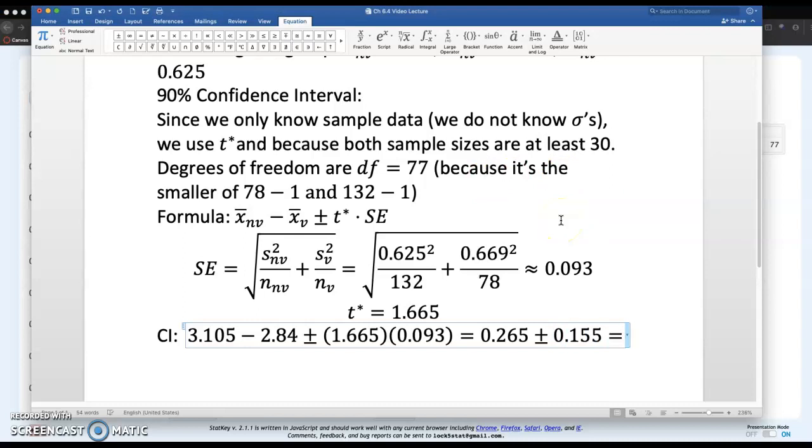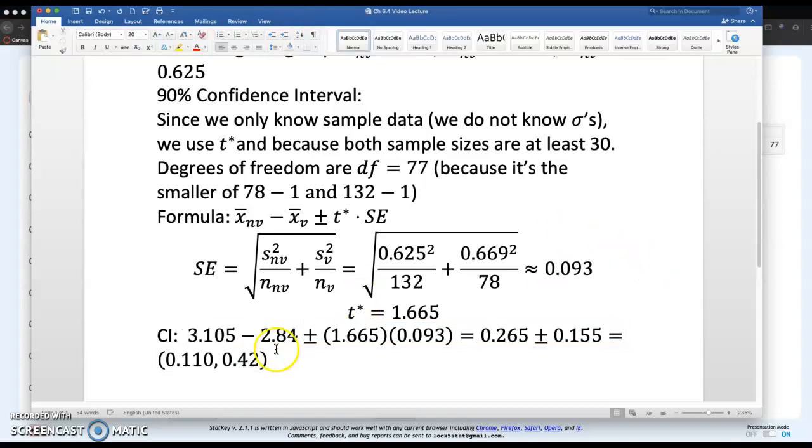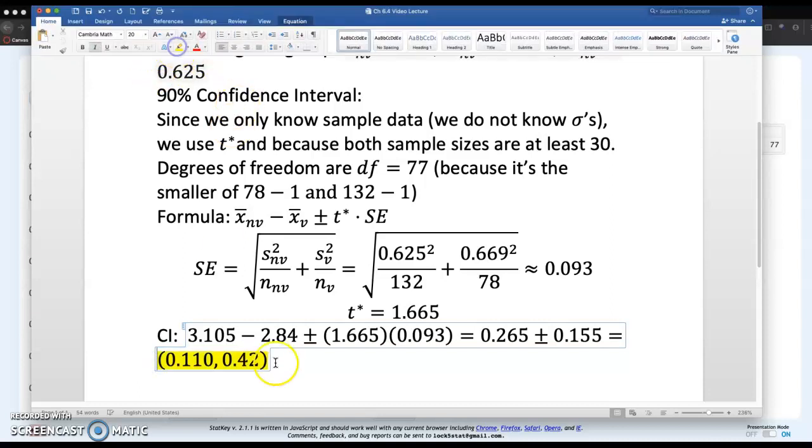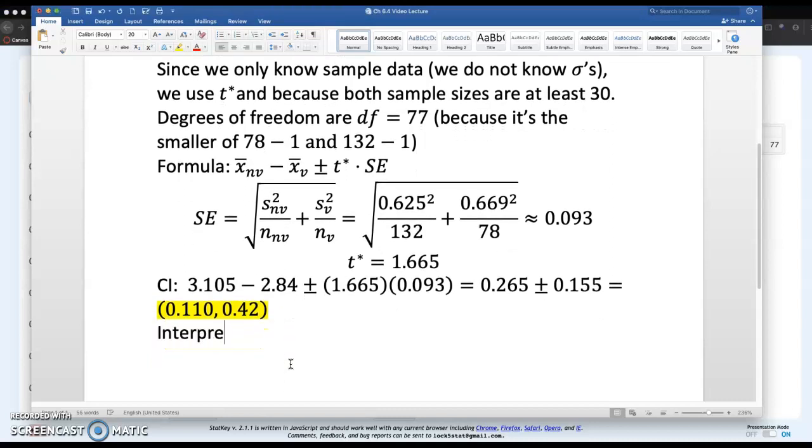So the confidence interval is going to be, I'll do interval notation. If I subtract 0.155 from 0.265, I get 0.11. And then if I add 0.265 to 0.155, I get 0.42. So right here, all said and done, I'm just going to highlight this. There's my confidence interval and interpretation.